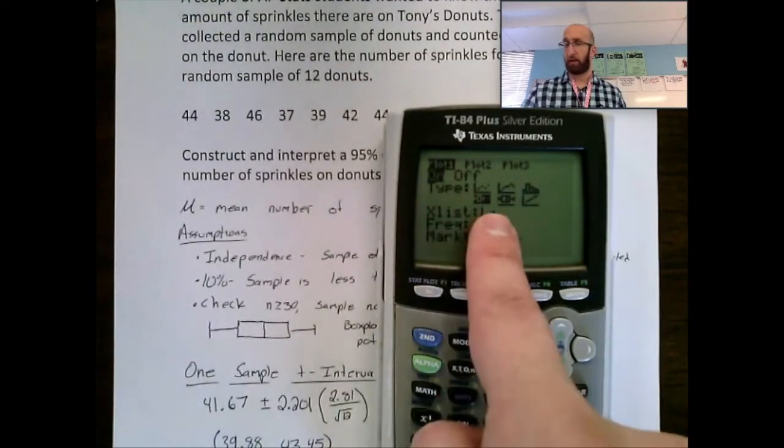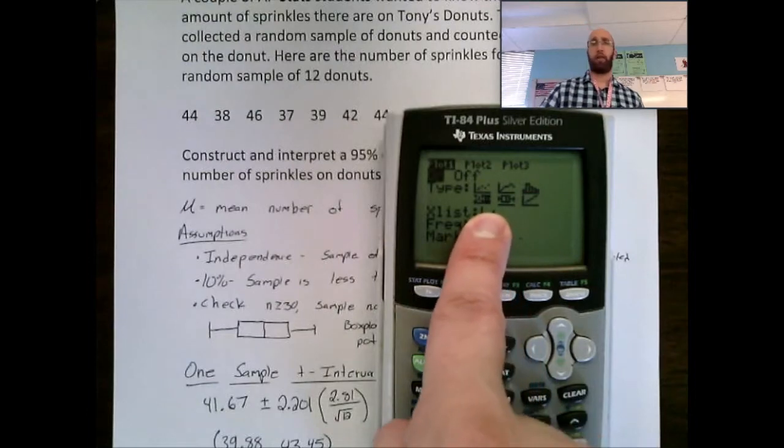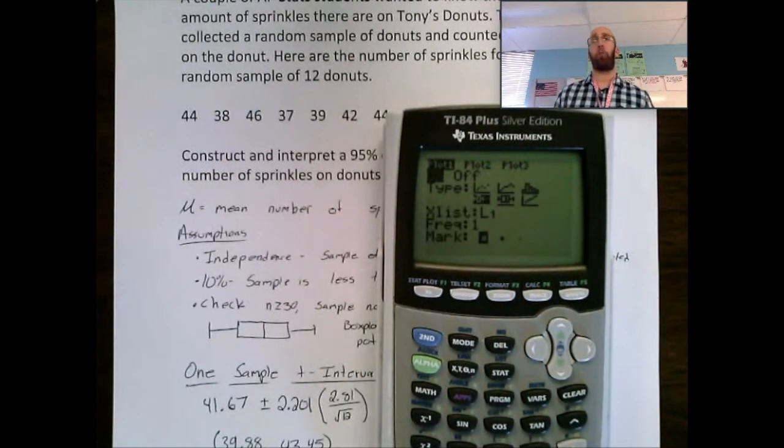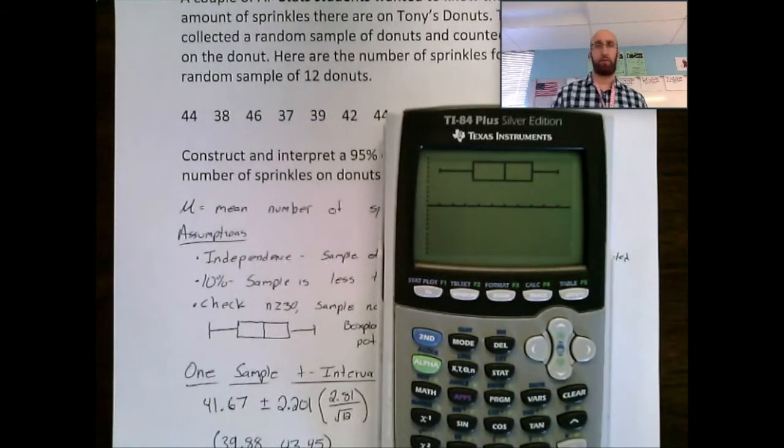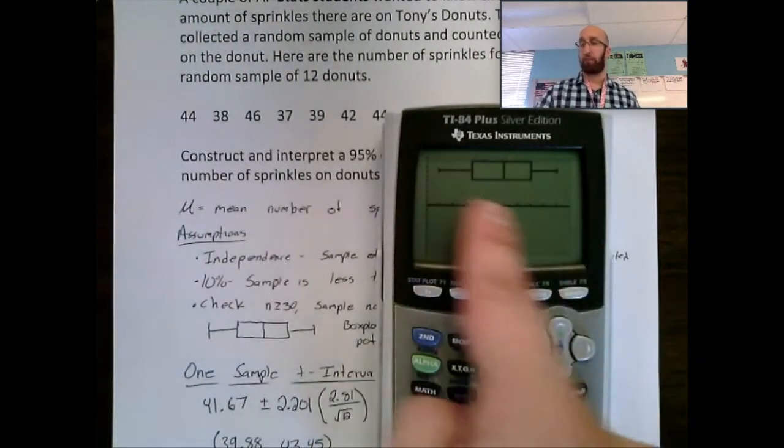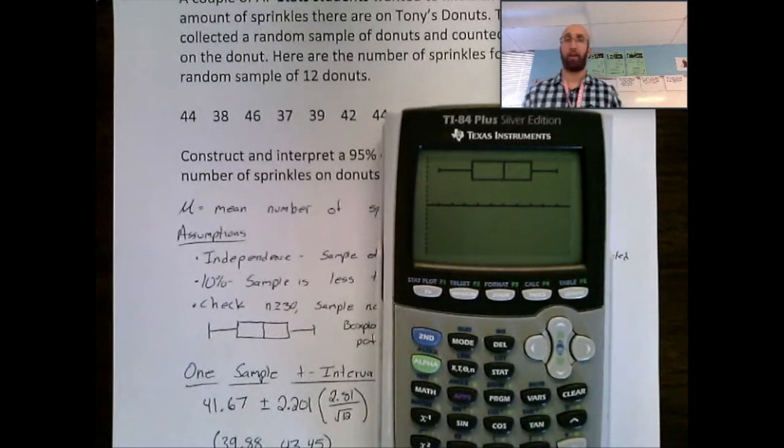So I went to second stat plot. I turned my plot on and I chose the box and whisker plot that is going to show me potential outliers. Once I did that, I went to graph, and I did have to do a zoom stat here. This is what my sample data looks like. So looking at that box plot, yes, that is roughly symmetric, and there are no potential outliers that I see there.